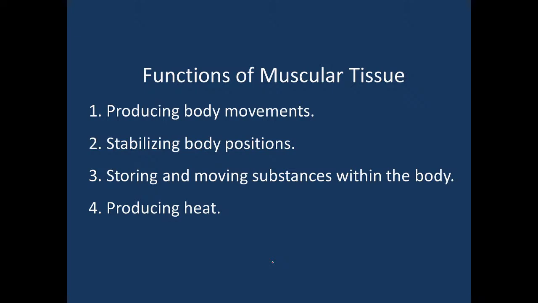What is the function of muscular tissue? First is producing body movements. First of all, it is regarding the skeletal muscle tissue. Total body movements, such as walking and running, and localized movements, such as grasping a pencil, keyboarding, or resting your hand, rely on the integrated function of skeletal muscles, bones, and joints.